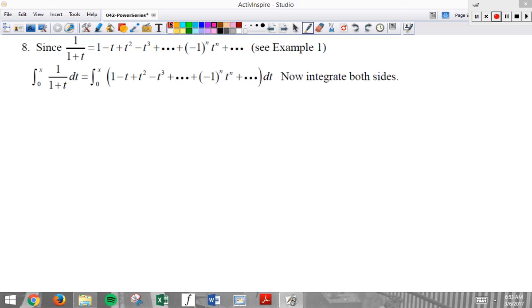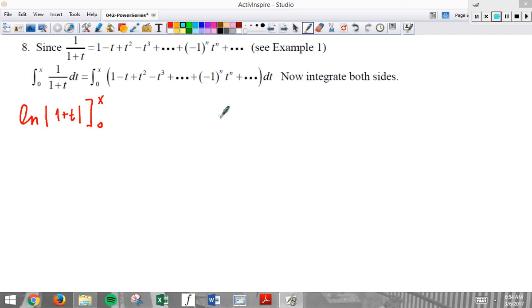On this side, in this corner, what's the integral? The derivative of the whole bottom is 1. That's on the top. When it's in that relationship, derivative over the original, it's a natural log. Natural log 1 plus t evaluated from 0 to x. Just going to leave that side like that for now.